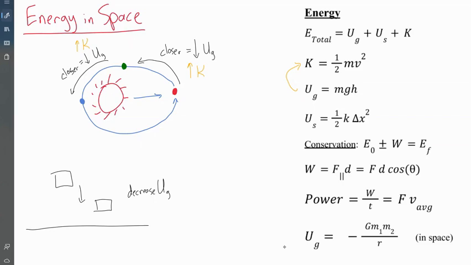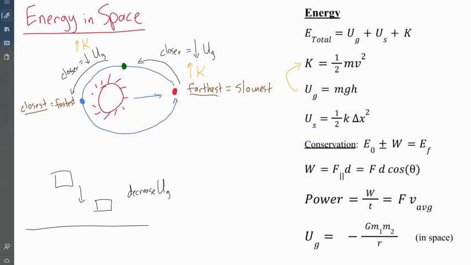So over here, when the planet is the closest to the sun, that means it is moving the fastest. And then over here, when it's the farthest away, that means our planet is moving the slowest. Because the further away it is, the more gravitational potential it has. The closer it is, the more kinetic it has.